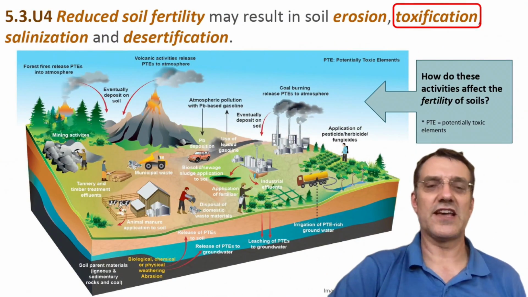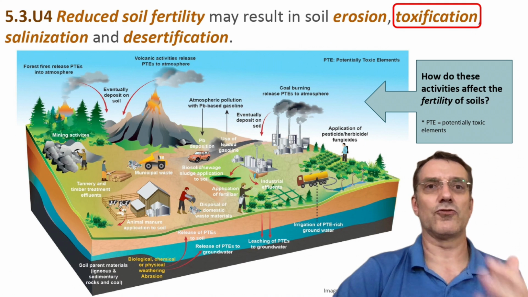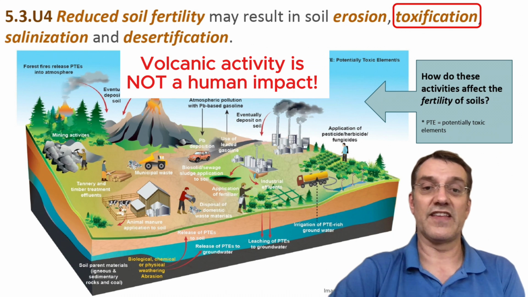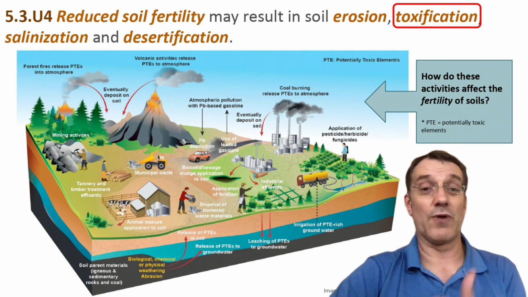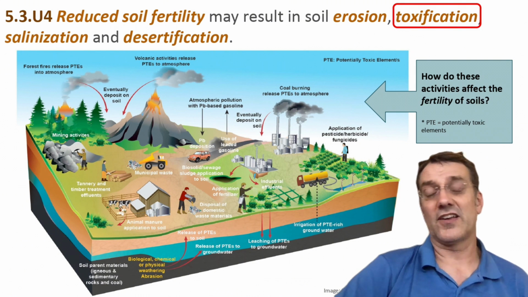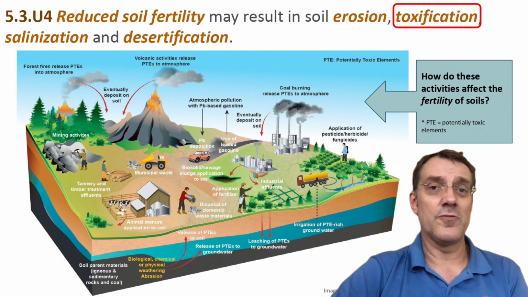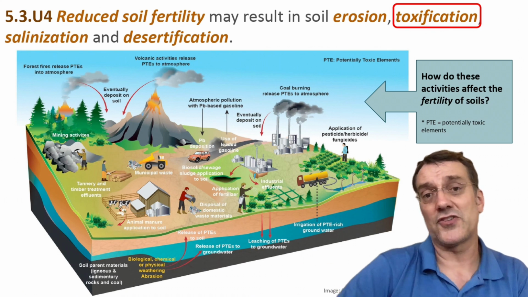Take a look at this detailed cross-section of the landscape. You can see how different human activities contribute to soil toxification, from forest fires and volcanic activities in the atmosphere to industrial effluents and agricultural chemicals at ground level, potentially toxic elements entering the soil through multiple pathways. That's a lot of human impacts on our soil system. If we understand all those processes, we can develop more effective soil protection strategies.